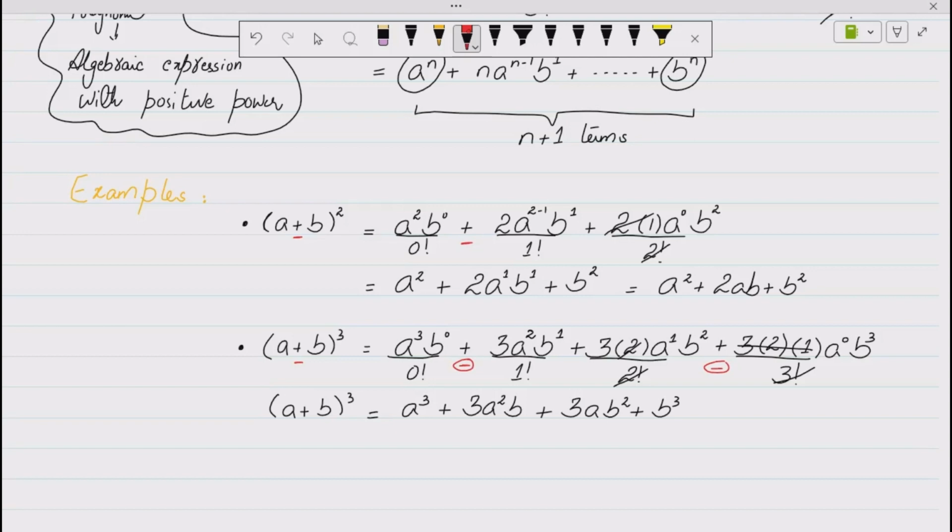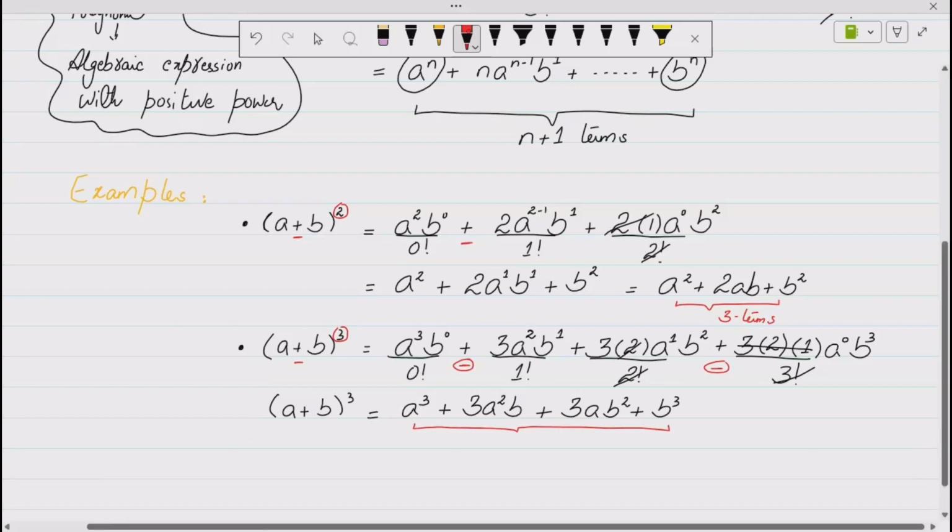Right. Another thing to notice is that this is a plus b to the power 2. And when you open the formula, what you got? a square plus 2ab plus b square. So the power is 2. The number of terms you got is 3. When you expand the formula, it has 3 terms. Power is 2. Here you see the power is 3. But when you expand the formula, how many terms do you get? 1, 2, 3, 4 terms. So you always get n plus 1 terms, whatever power you have.